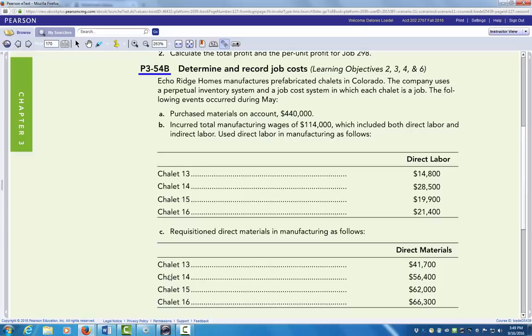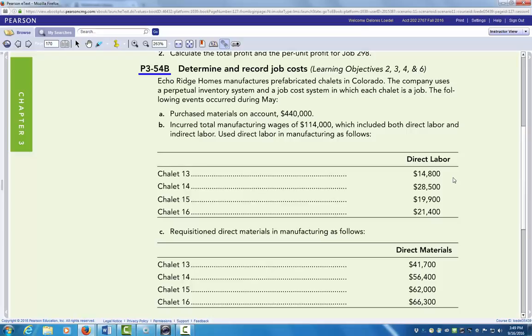What would be best is if you would pause the video right now and go ahead and read through this problem. It's going to cover most of the learning objectives for this chapter. Learning objectives 2, 3, 4, and 6 are covered. So go ahead and pause this video and read through all of the objectives and all of the requirements, which looks like there are 5 of those.